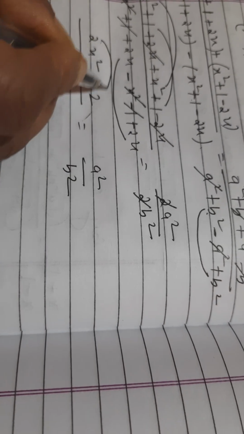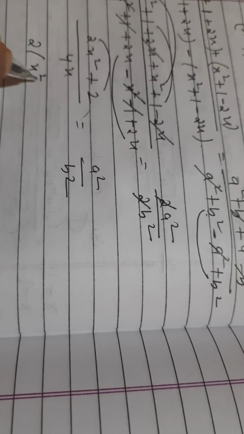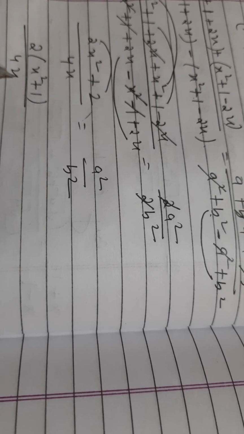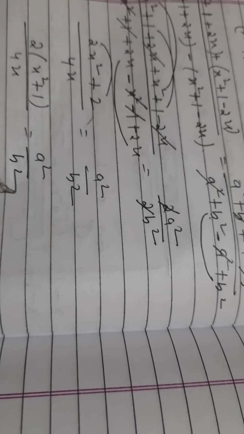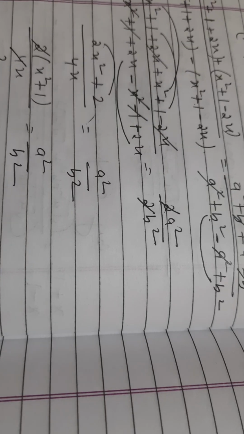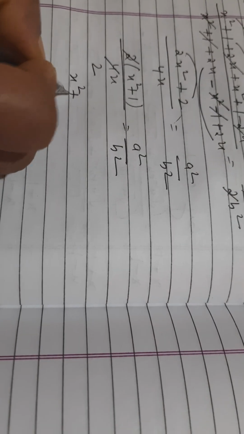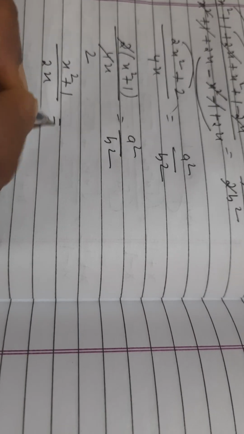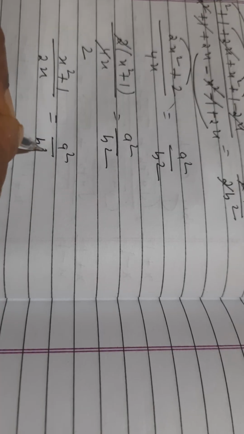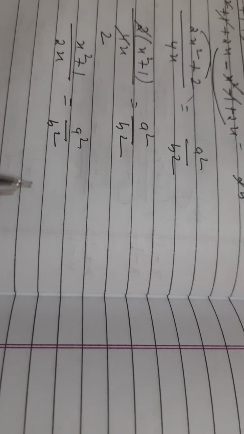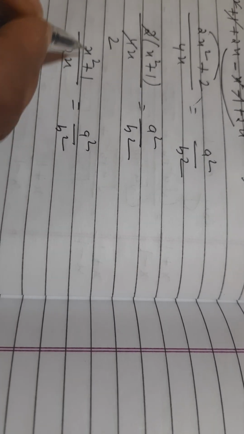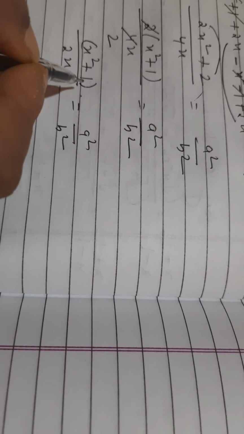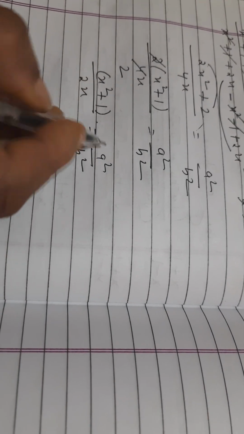Now take out 2 as a common factor. Inside the bracket you will get this x square plus 1 upon 4x, it is equal to a square upon b square. This 2 cancels this 4 2 times. Now we are left with x square plus 1 upon 2x is equal to a square upon b square. Now pay attention over here that no need to disturb this term x square plus 1, because we have to prove that b square is equal to 2a square x upon x square plus 1. So no need to disturb this term, right?